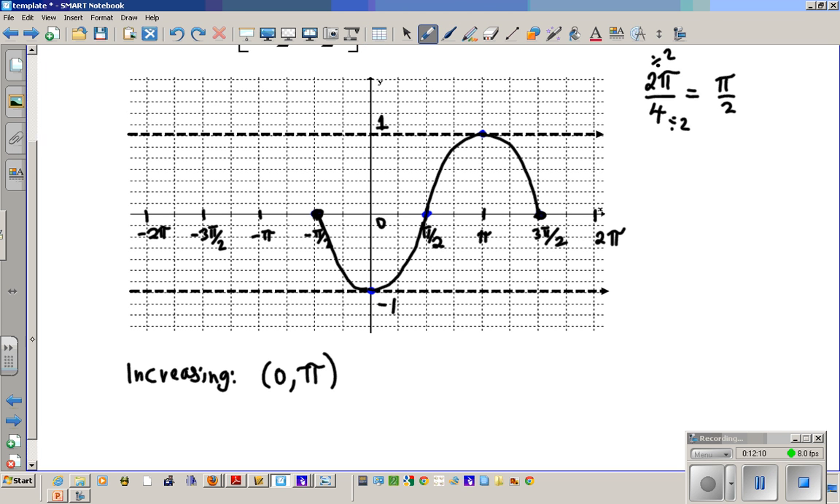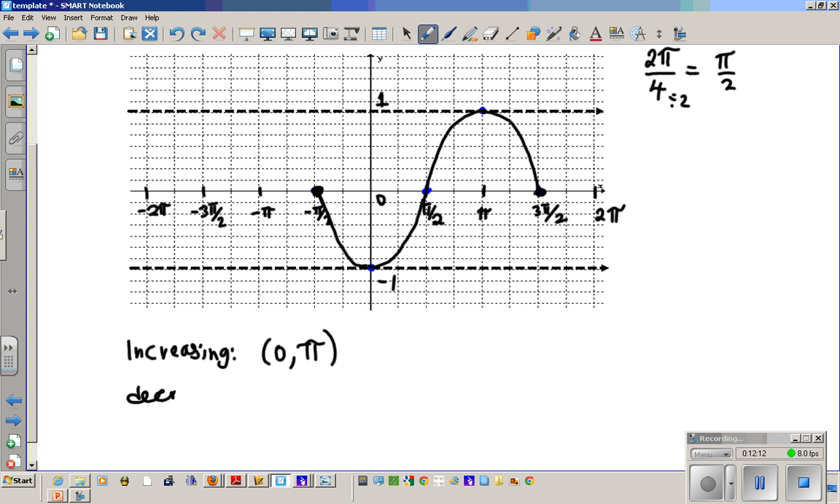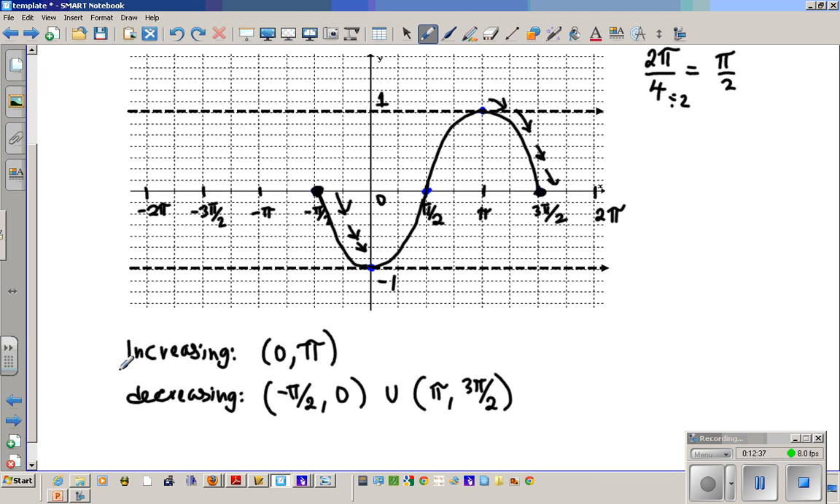How about decreasing? For decreasing, it's decreasing on two separate intervals. It's decreasing here, going down, down, down, and it's also decreasing here, down, down, down. What are the x values? This one goes from negative pi over 2 all the way to 0, and then we're going to unite it with the other one, which is from pi all the way to 3 pi over 2. So that's where it's decreasing.